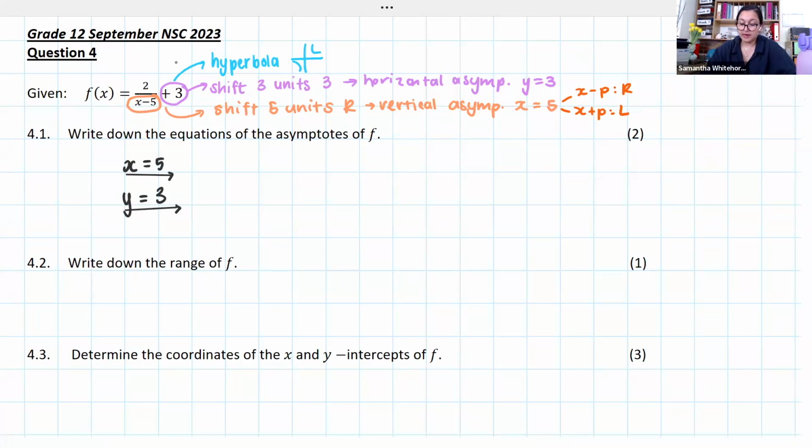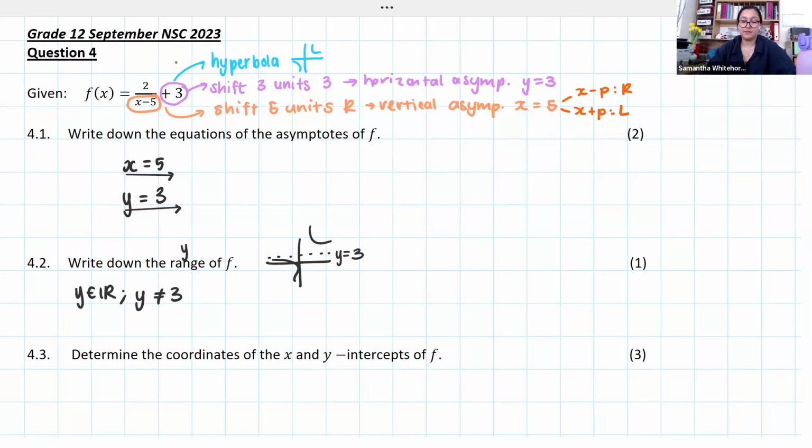4.2 is asking you to write down the range of f. Now, what you need to remember is that for a hyperbola, your range, which is talking about your y values, will be everywhere except for your asymptote. Now, we know the asymptote is at 3. So this graph exists everywhere except for 3. It goes all the way up, all the way down, but it doesn't cross that asymptote, which means y is an element of real except for y is equal to 3.